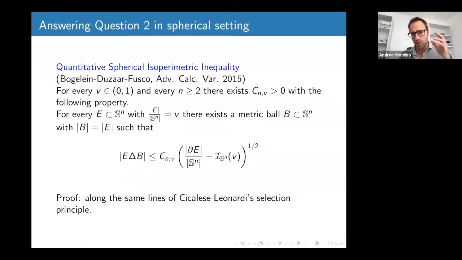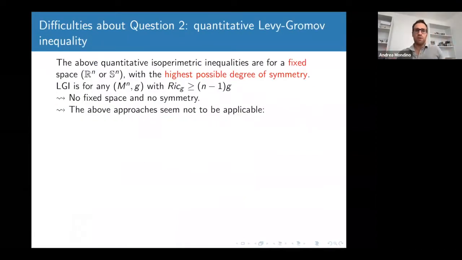And the proof of these results goes along the same lines as the Cicalese and Leonardi selection principle, which turns out to be a very elastic tool, very flexible. Indeed, the Cicalese and Leonardi approach has been useful also for studying clusters in the isoperimetric problems. So this is about the Euclidean and the spherical isoperimetric inequality.